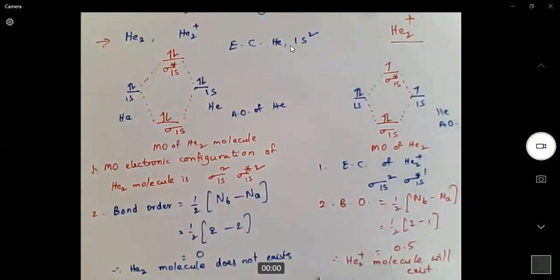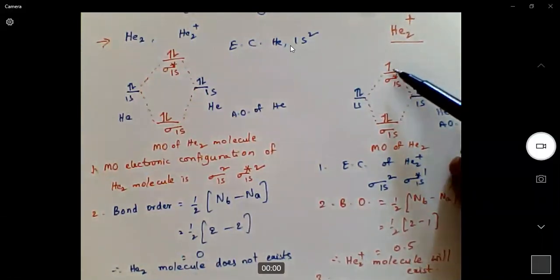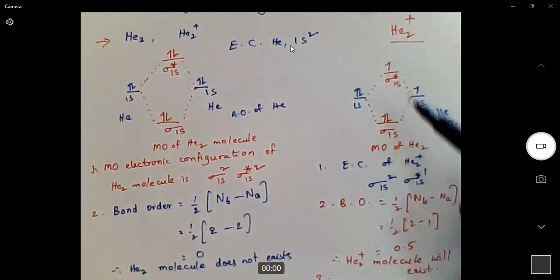Now, what is its magnetic character? Whether it is a paramagnetic material or a diamagnetic material. Because helium 2 plus is having a single unpaired electron, because of its presence, it is said to be paramagnetic material.